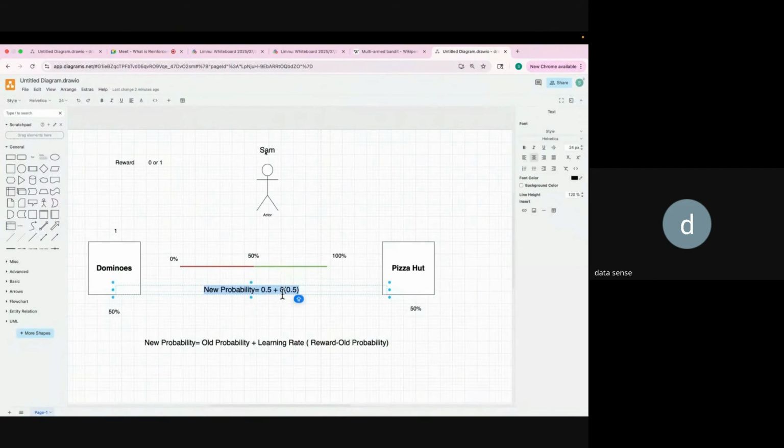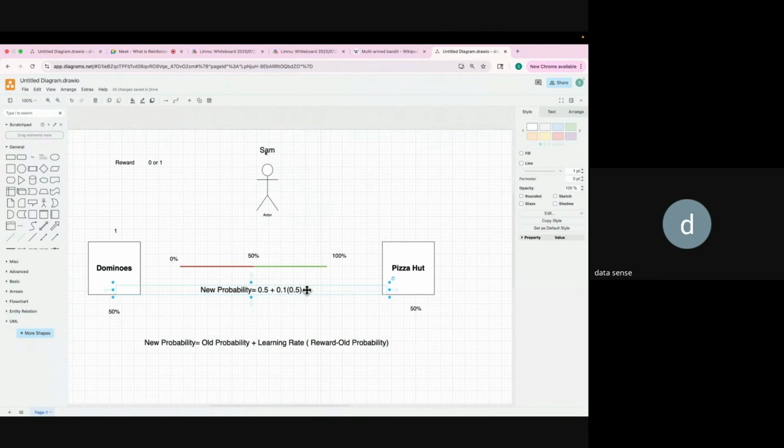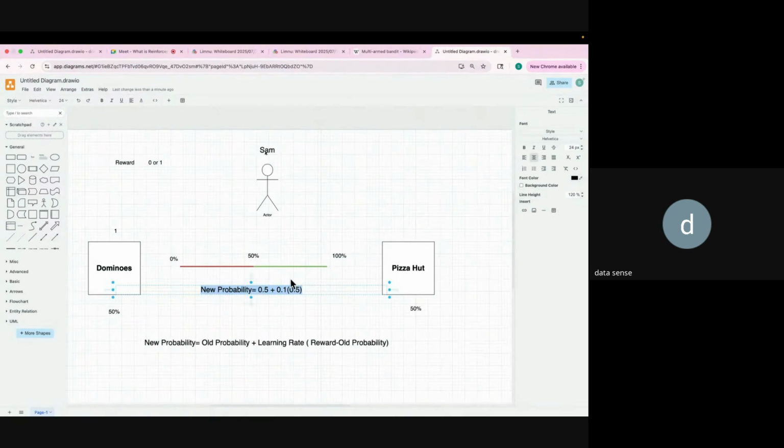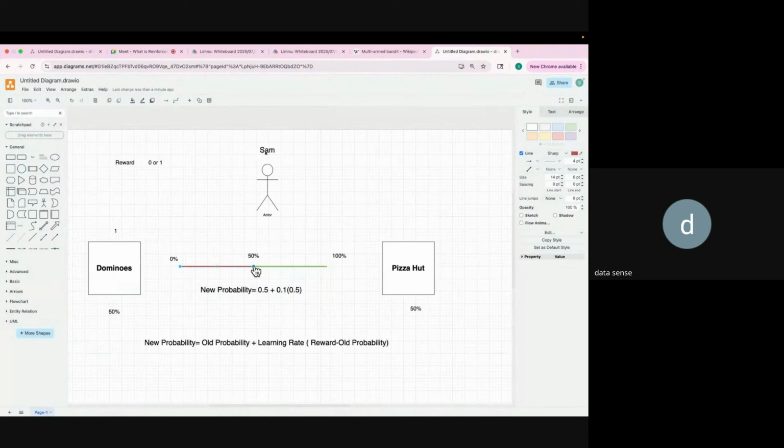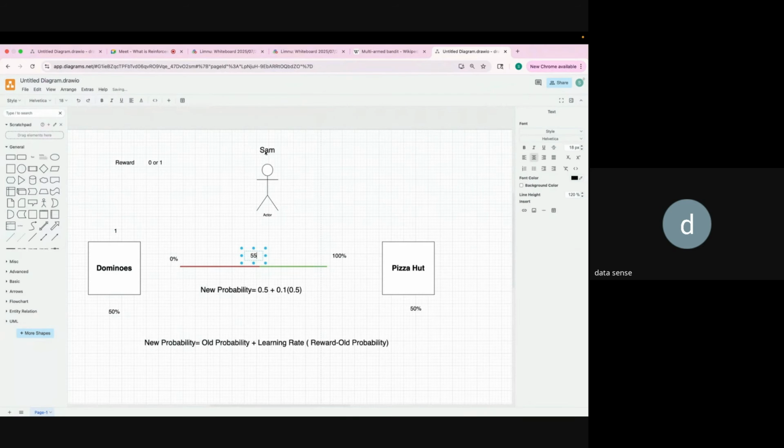Okay, so what will I do? The new probability will become 0.5 plus 0.1 into 0.5, correct? So what will it become now? 0.65? You need to learn some maths. It's 0.5 plus 0.05, so it's 0.55. So what will happen? Can I say that the red will become a little bit longer? The length will increase, so this will become 55%. Correct?